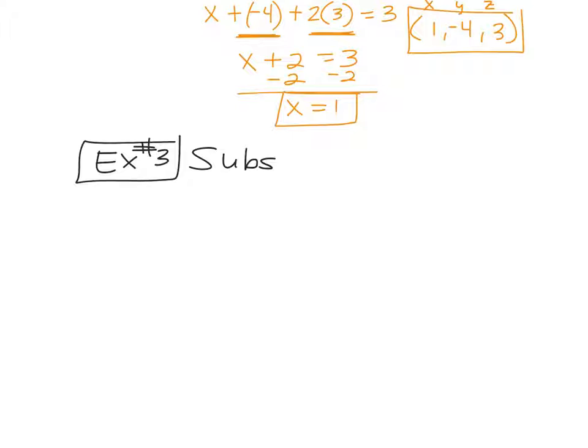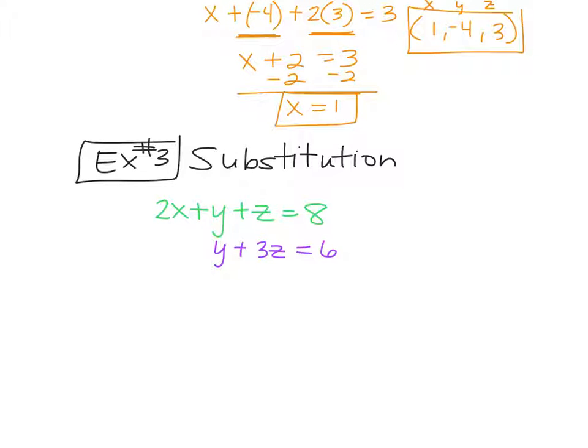Okay, this one is substitution. So here's your setup. You have 2x plus y plus z equals 8. You have y plus 3z equals 6. And you have 2z equals 4. Okay? We don't want to do elimination here. We want to do substitution because we have a beautiful place to substitute. If we know 2z is 4, what is z?